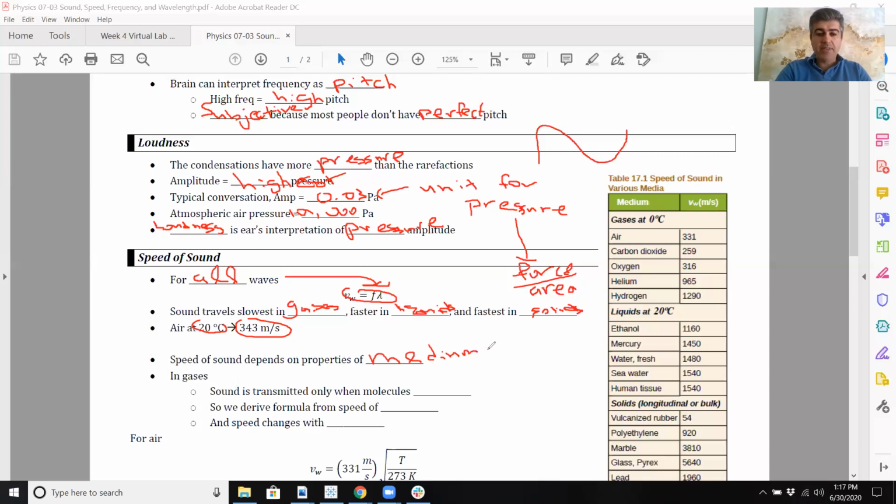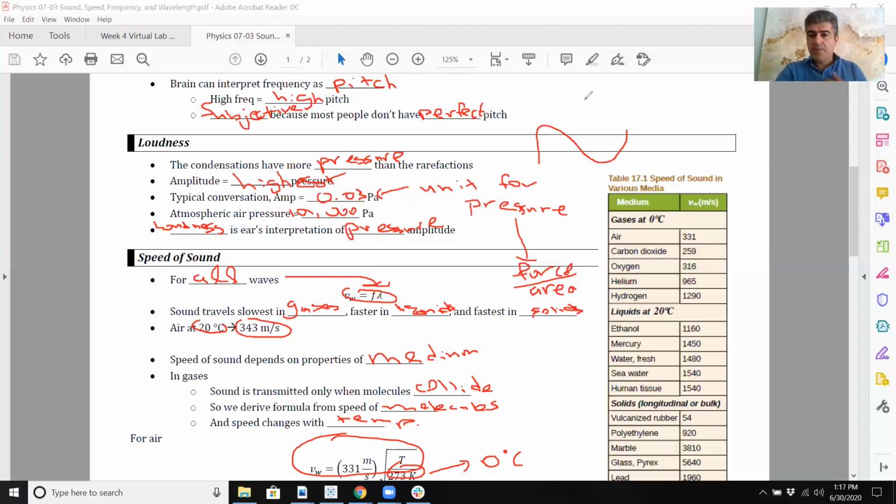In gases, air is a gas. For sound, the molecules collide. So we derive the formula for speed from the speed of molecules. And speed changes with temperature. And there's a formula here. If you had chemistry, 273 Kelvin is 0 degrees Celsius. So if you're at 20 degrees Celsius, then you put in 293 for Kelvin, for capital T.